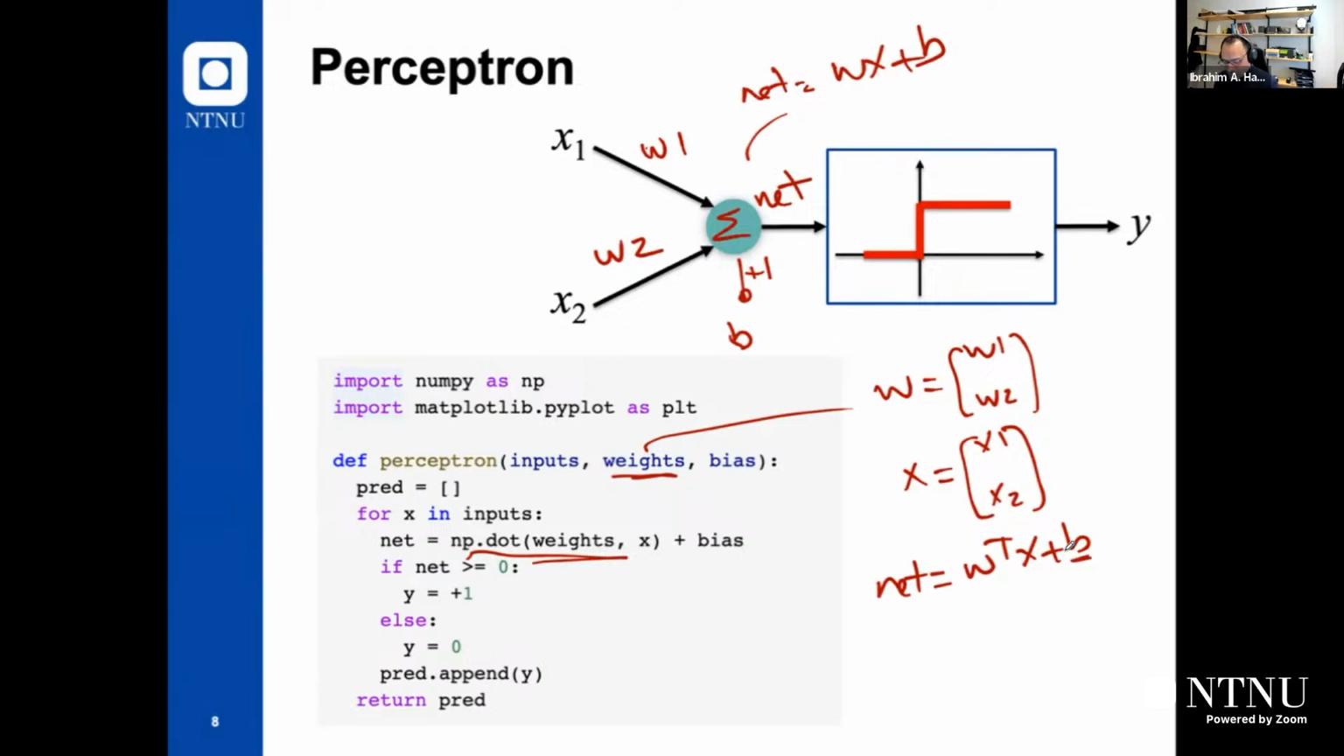After that, I need to apply this net value to my activation function, which we call the activation function or threshold. So if this net value is higher than 0, it will be classified as +1. Otherwise, it will be classified as 0. In this case, we can get the output to be +1 or 0 based on x1 and x2.